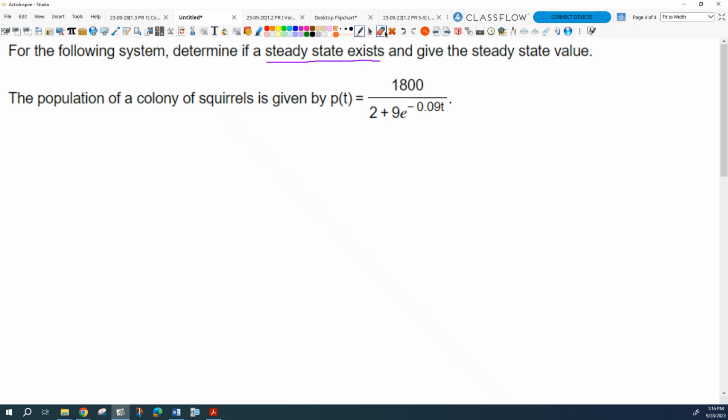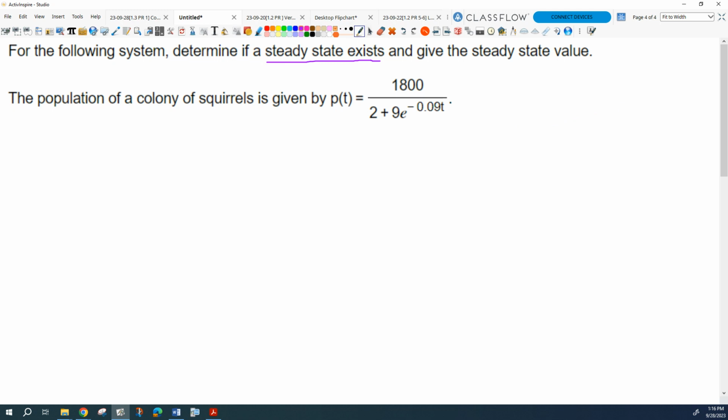So we want to know, does a steady state exist in this population? Well, how would we know? This is the growth model for our squirrel population. If we want to know what's going to happen as time progresses for a long time, what value of t are we going to be plugging in? Infinity, right? But we can't plug infinity in. Instead, we have to take a limit. Infinity is not a number we can just plug in, so we have to take limits as we approach infinity. That's really all we're doing here.